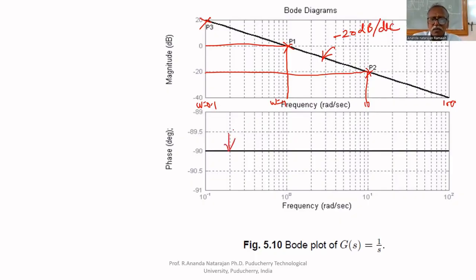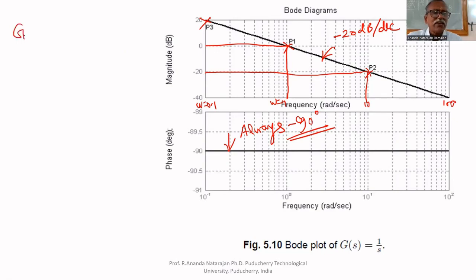The phase plot is always minus 90 degree, because the real part is 0.